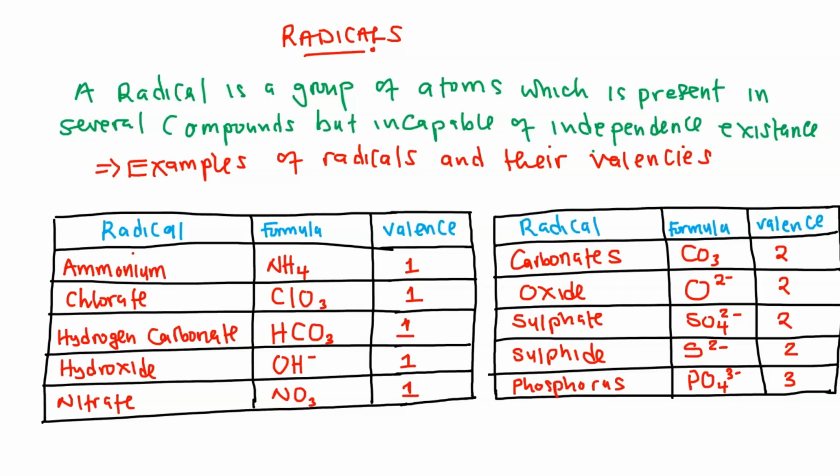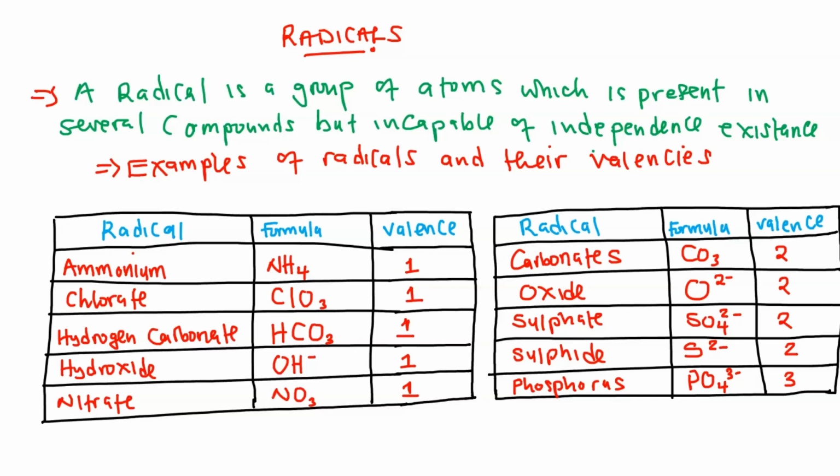Now, equally here, we are going to start by defining what a radical is. By definition, a radical is just a group of atoms which is present in one or several compounds, but are incapable of independent existence. They cannot exist on their own, but they are a group of atoms that are found in a compound. Okay, so that is how you define a radical.